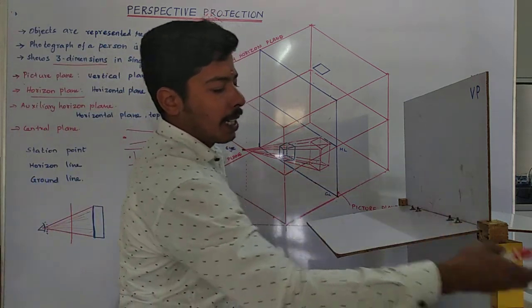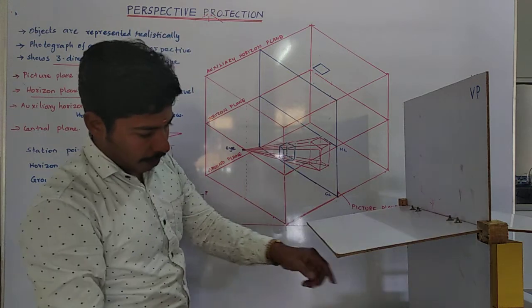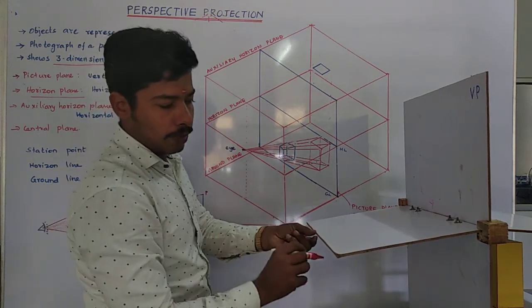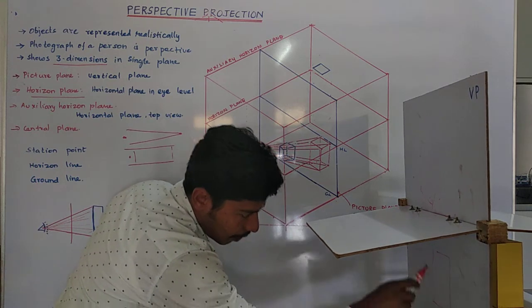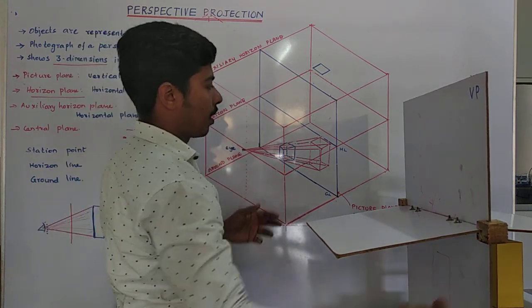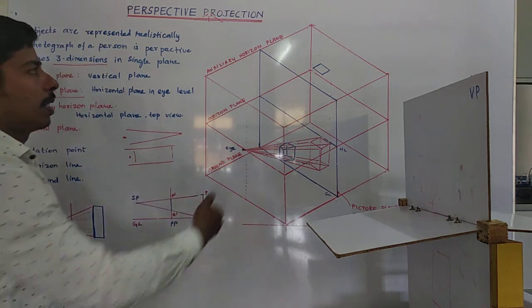So the object is at the back. Here is the picture plane, and we are looking from here only. We are looking at an object, so here the image is obtained. The perspective projection is obtained here on this. That's what I am explaining in the diagram, right?